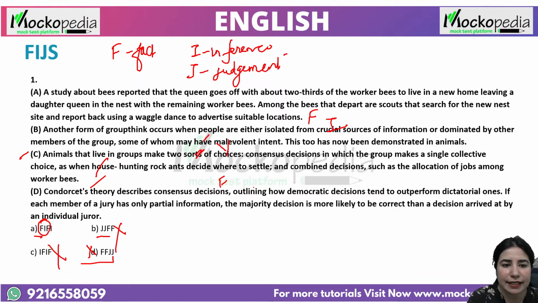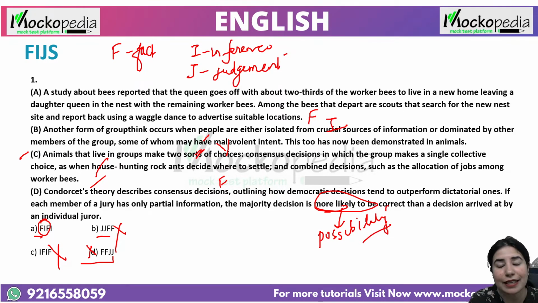Condorcet's theory describes consensus decisions, outlining how democratic decisions tend to outperform dictatorial ones. So this is what this is. You are observing certain facts and you are concluding out of the facts. If each member of a jury has only partial information, the majority decision is more likely. So this is a possibility, right? So this cannot be a fact, because if there is a possibility, then that thing can be challenged, right? You understand why it's not a fact, because this is a possibility.